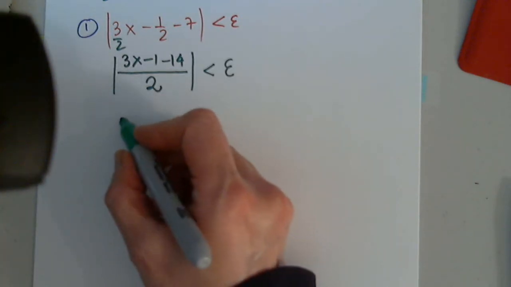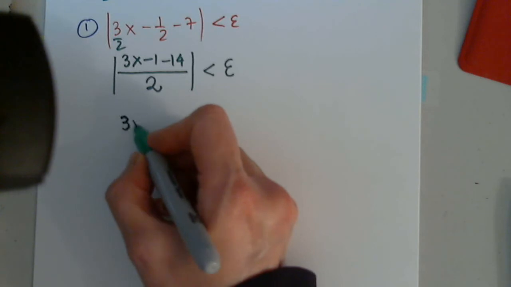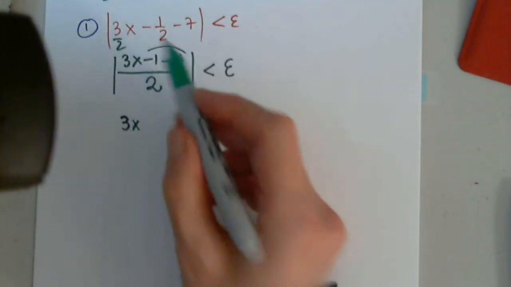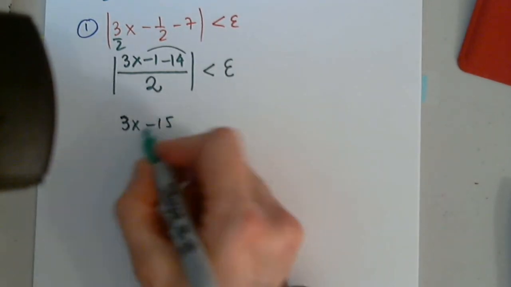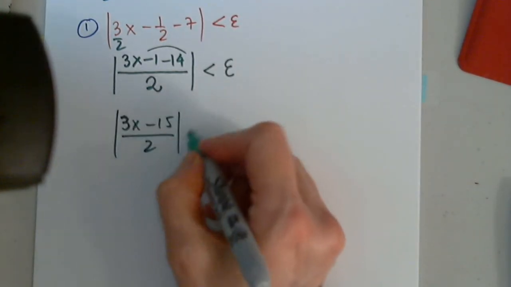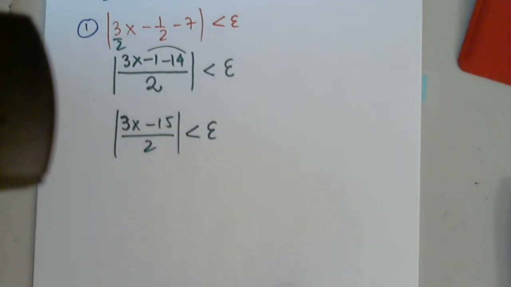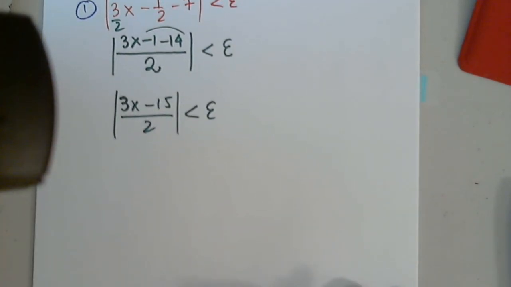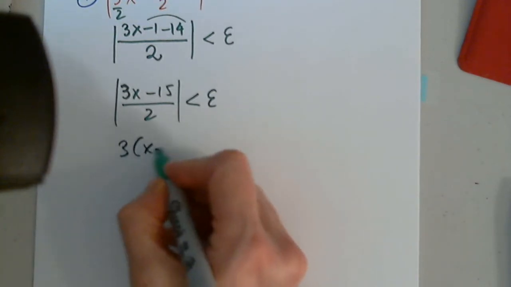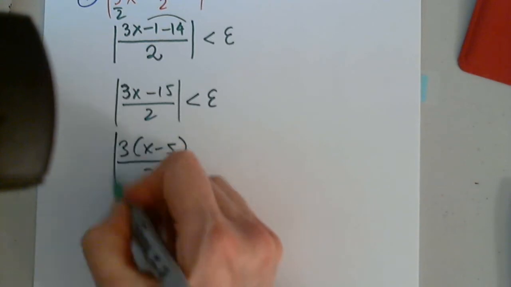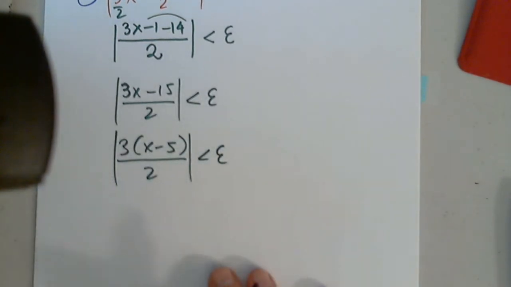Next, Carson. You would then use the absolute value rule to say that the absolute value of 3x minus 1 minus 14. Oh, I have to simplify that. I cannot say minus 1 minus 14. It's going to be minus 15. Very good. What is the next step? Put that over. We have like 3 parentheses x minus 5. Excellent. What is the next step?